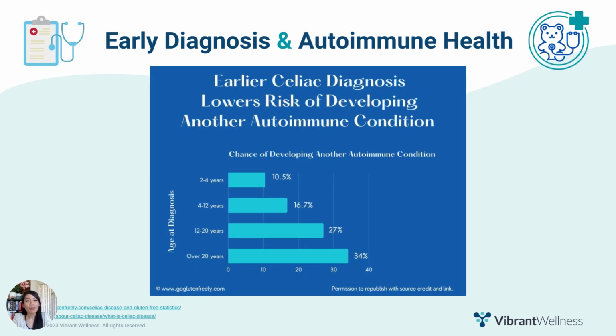Here's an interesting observation. Having an earlier diagnosis of celiac can lower the chances of developing another autoimmune disease later on. A patient's chance of developing another autoimmune disorder is 10.5% when they're diagnosed between the ages of 2 and 4 years old. This risk will increase to 16.7% if you're diagnosed between 4 and 12, to 27% between ages 12 to 20, and up to 34% if diagnosed at 20 years or older.